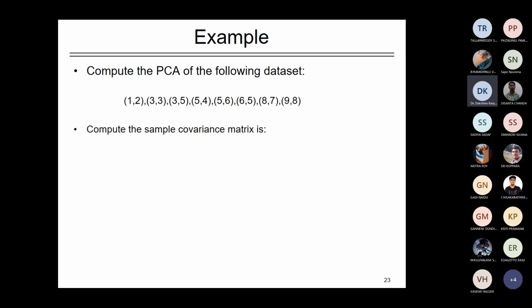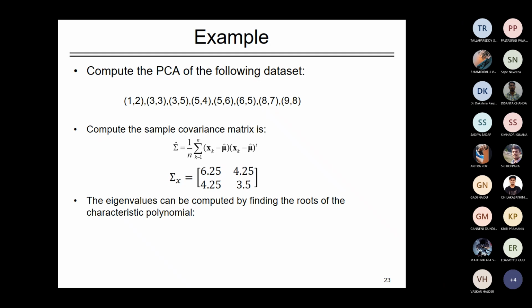This is another example. Here we have considered a data set of two-dimensional data. Here we are having 1, 2, 3, 4, 5, 6, 7, 8. So we have 8 samples of two-dimensional features. Here we can compute the covariance matrix. Okay, so here we get the covariance matrix.